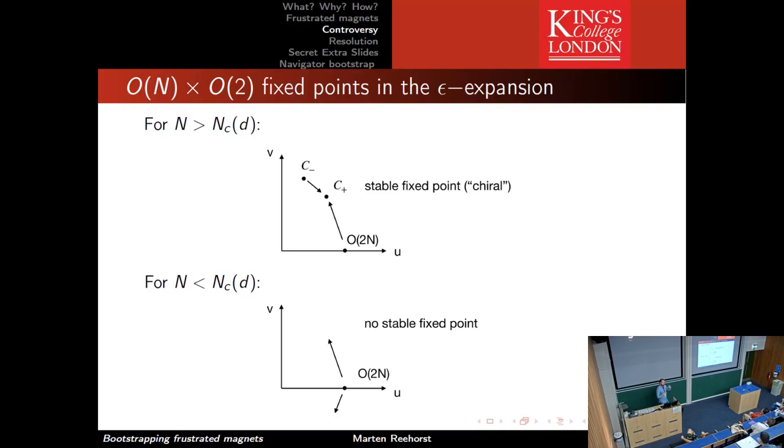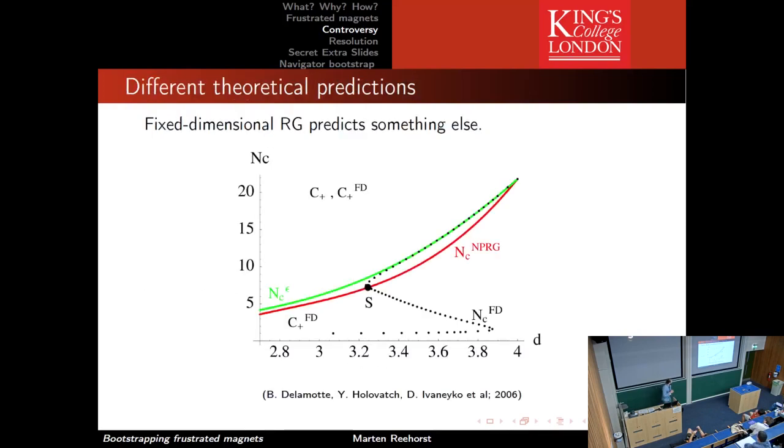The picture is that if you consider the class of O(N) × O(2) symmetric theories, for large N the stable fixed point with the right symmetries exists. But for small N, it no longer exists. So let's look at the summary of different theoretical predictions. I was talking about the epsilon expansion, which is the green line. Here we have the critical value of N, above which the fixed point exists, and below which it does not, as a function of d. The epsilon expansion predicts, depending a bit on how you resum it, that at the most interesting point d equals 3, there's a critical N just below 6, below which the fixed point stops existing.